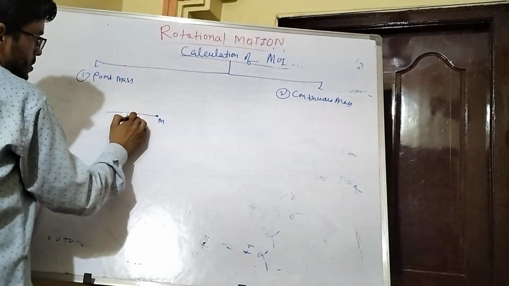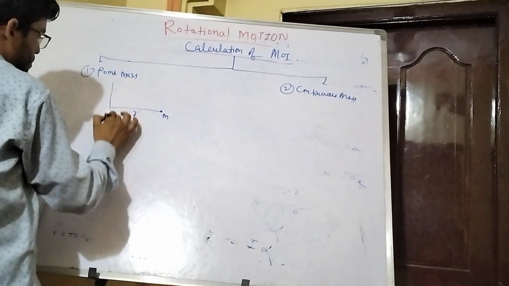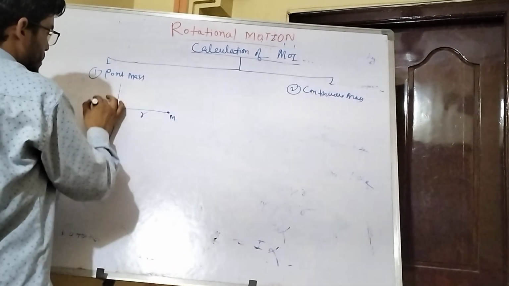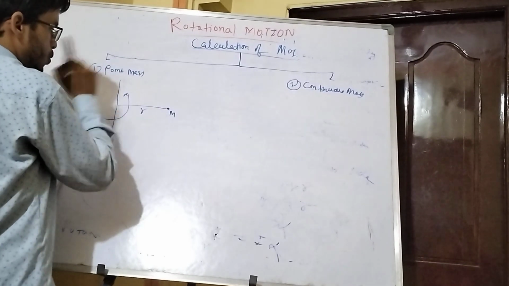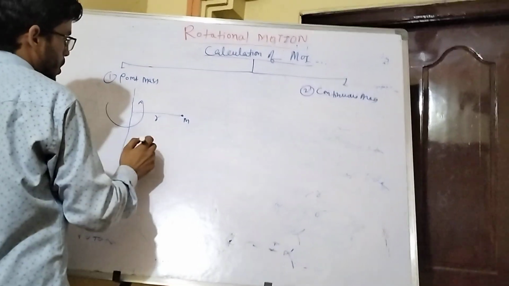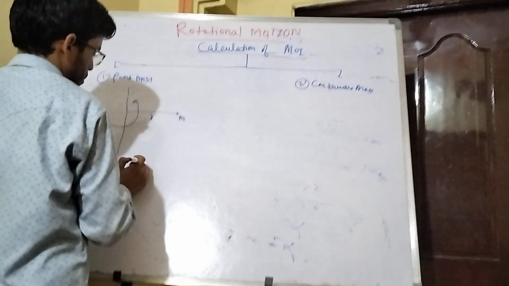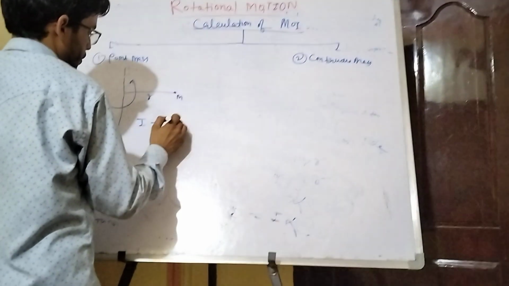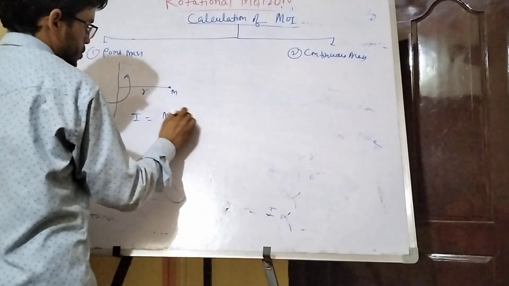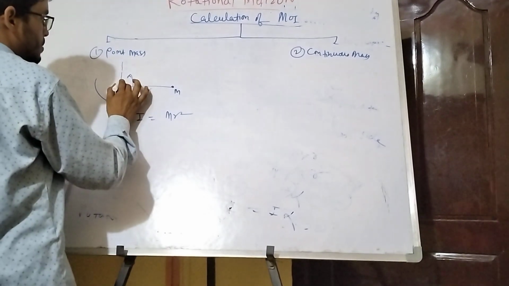Suppose one particle is present here, this is a point mass, and it has mass m, and this is the distance r, right? And this is the axis of rotation, and about this axis your particle will rotate. So what is the moment of inertia of this particle? Moment of inertia of this particle will be m r square, and always, you know, r is the perpendicular distance.